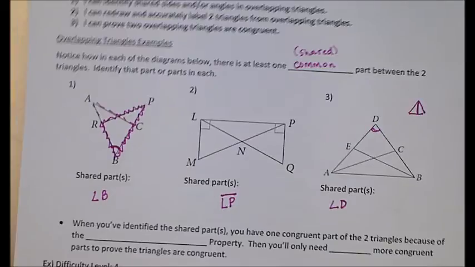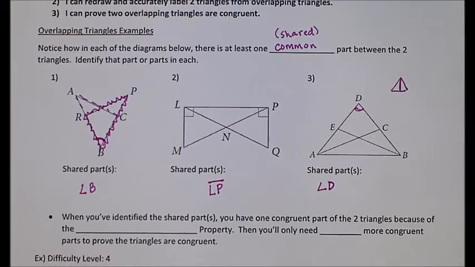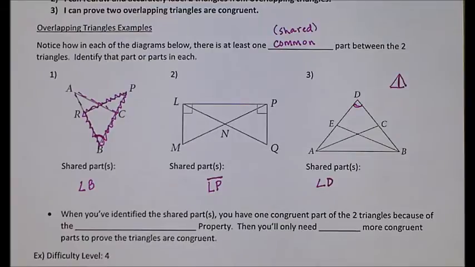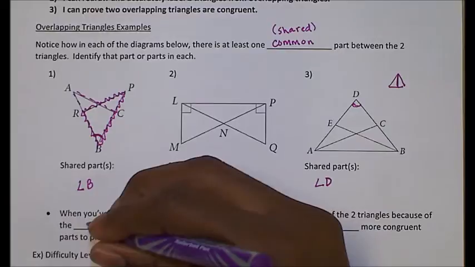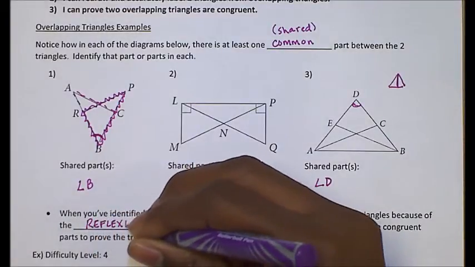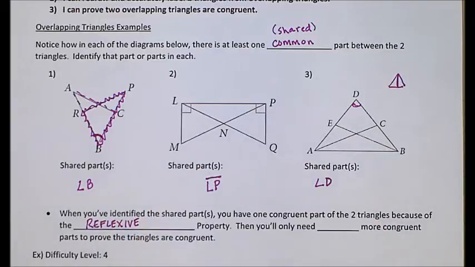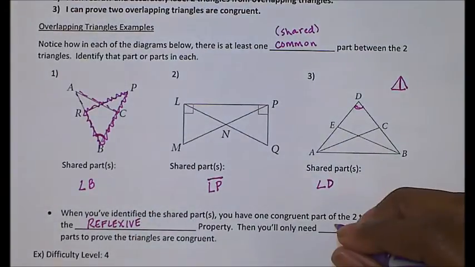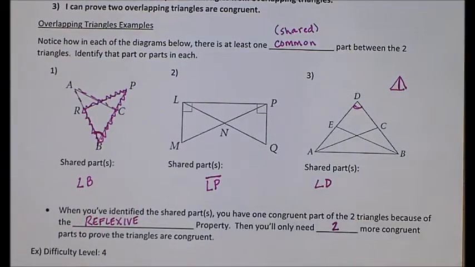Alright, when you've identified the shared parts, you have one congruent part of the two triangles because of the reflexive property. That's what I just said. Then you only need two more congruent parts. Remember, for everything, even the HL theorem, we need to have three things: either two angles and a side, or three sides, or two sides and an angle, in order to prove that our triangles are congruent. So identifying that shared part gets one of those things out of the way.